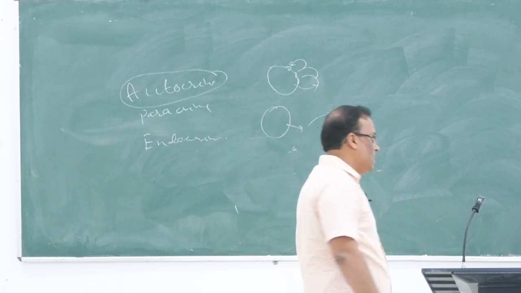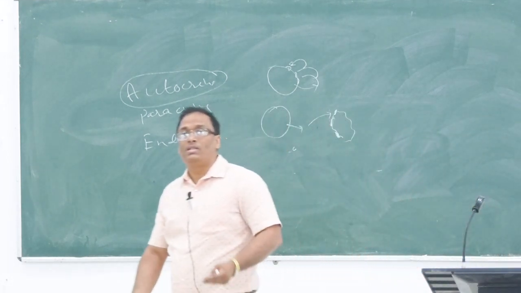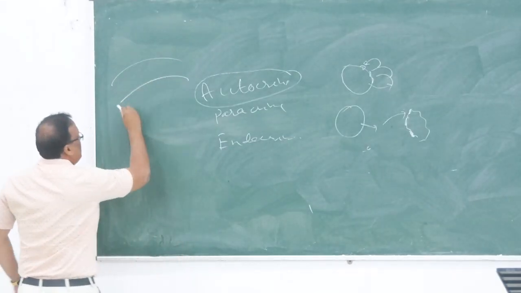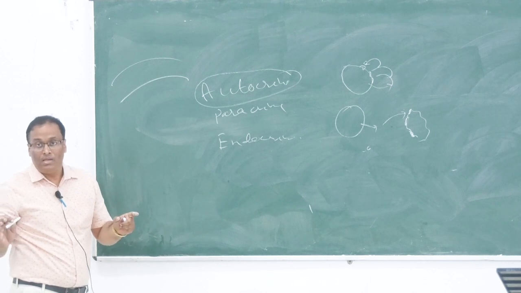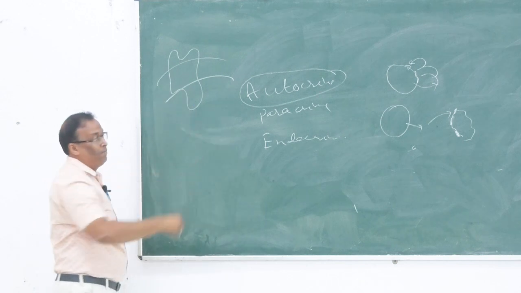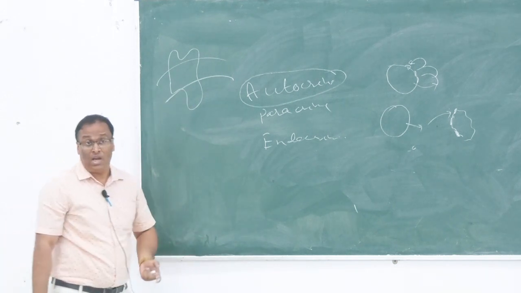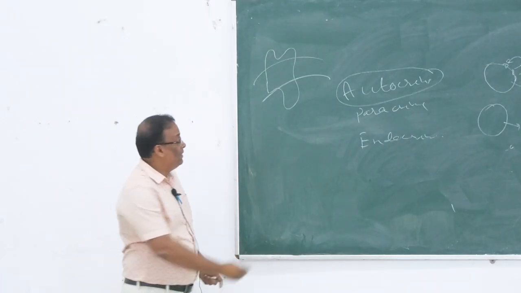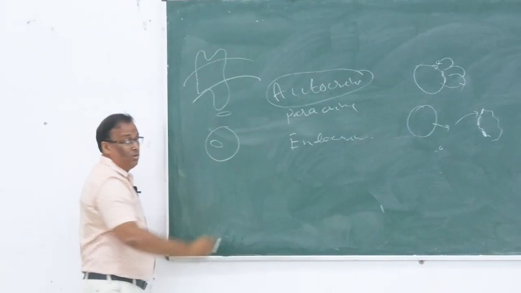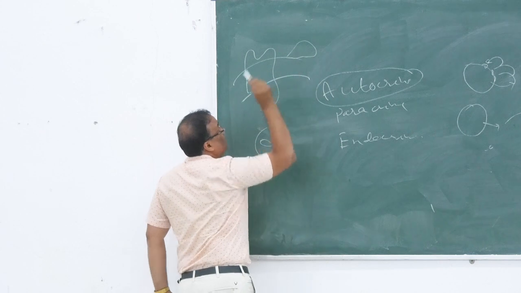Transmembrane protein. Transmembrane means throughout the membrane, right? This is the lipid bilayer membrane. Receptors may be intracytoplasmic, that is cytoplasmic, or intranuclear, that is nuclear, or also cytoplasmic, or only on the surface.